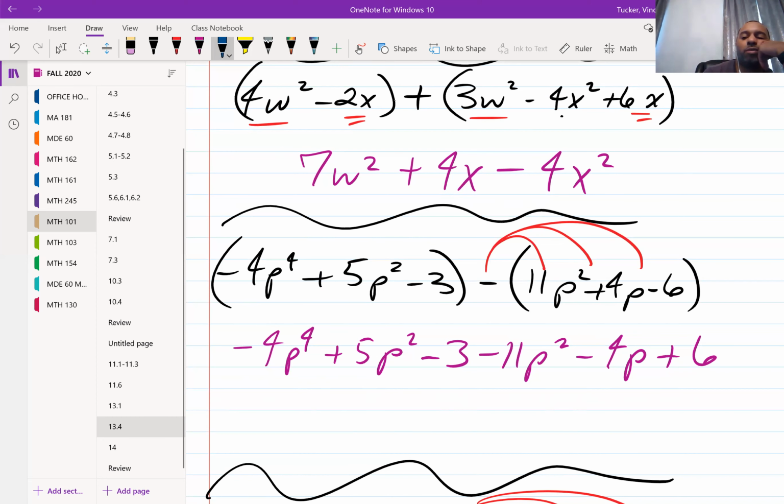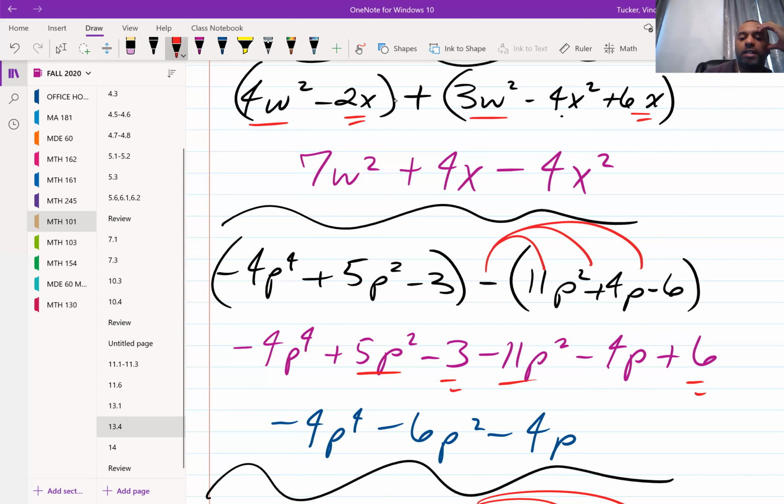All right, so now you want to combine your like terms if possible. There's nothing that can combine with this negative p to the fourth, so you can bring that down. And we see that we have 5p squared, negative 11p squared, so it's negative 6p squared. Then there's nothing that can combine with this 4p, so you bring that down. And then we have negative 3 and a positive 6, which is positive 3. Any questions?